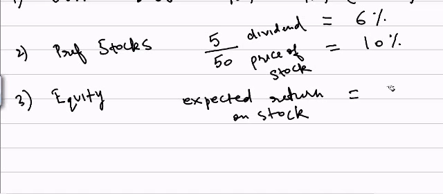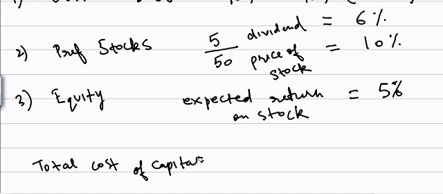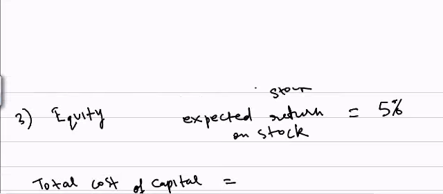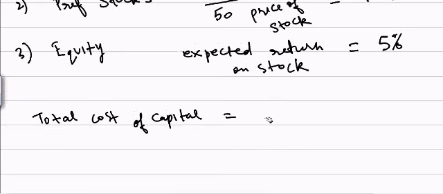Suppose you want to calculate the total cost of capital we have. So the total cost of capital will be equal to, what we did before, 10% from debt multiplied by (1 minus 0.4), then we have 10% from preferred stocks, and then we have 5% from equity.